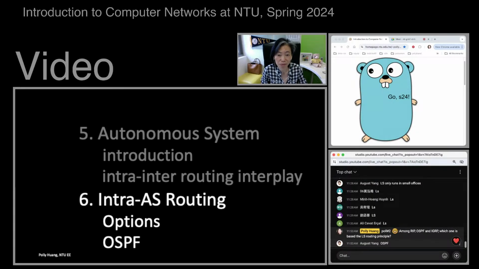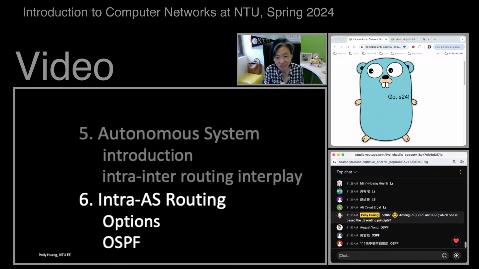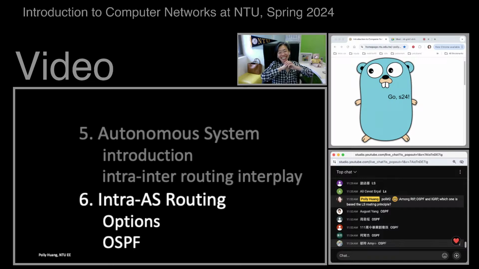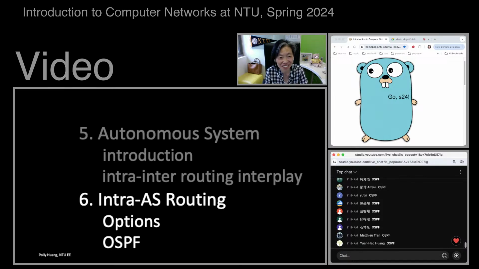All right. So, too fast. This is poll number 2. Hey, if you pay attention to the video, you would know between RIP, OSPF, and EIGRP, which one is based on the link state routing principle? Sorry, I guess you gave the answer away. I'm just going to guess that everyone will follow suit. But hey, guys, just to make sure that you're still awake. All right. Very good.